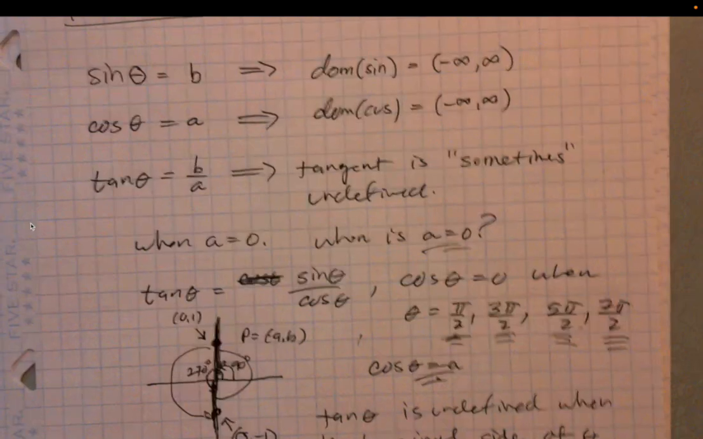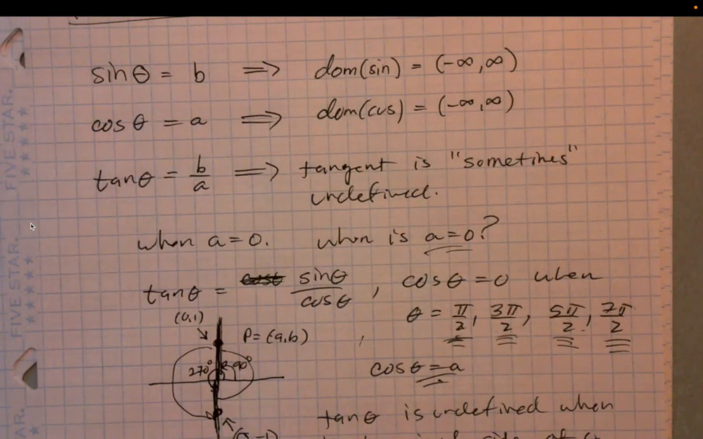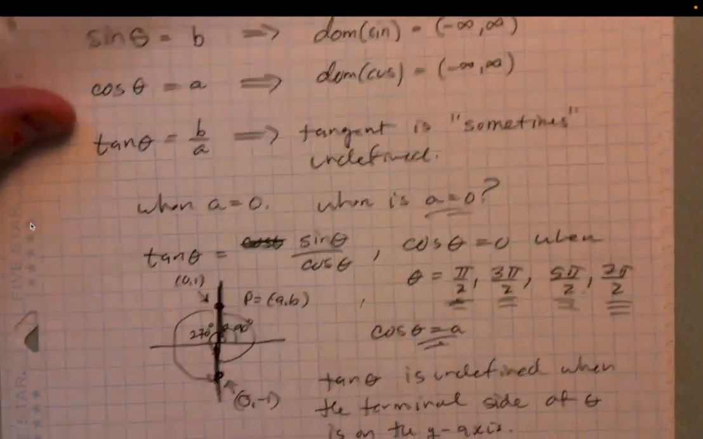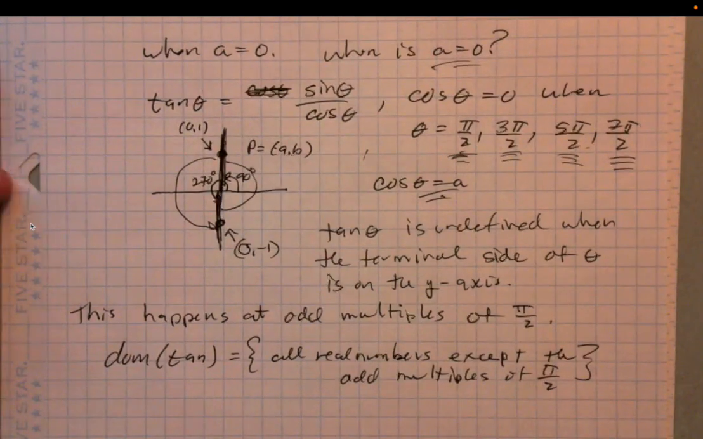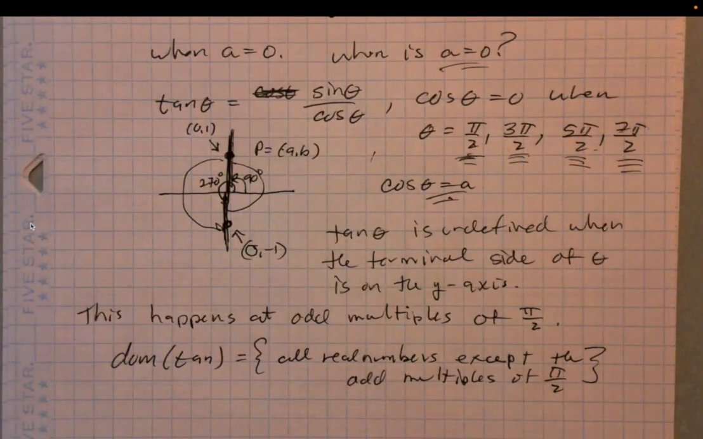So obviously sine and cosine's domain is everything. Tangent is somewhat restricted by the fact that it's a ratio of sine and cosine, and everywhere cosine is 0, tangent is undefined, right? So if tangent's undefined, that means whatever value makes it undefined is out of the domain. Okay, very good.